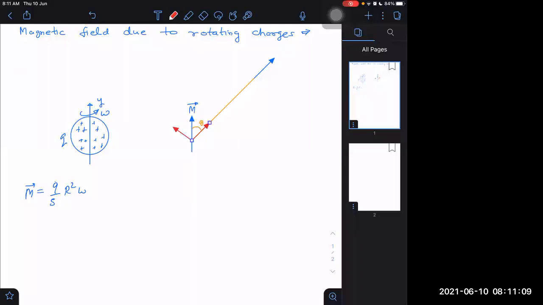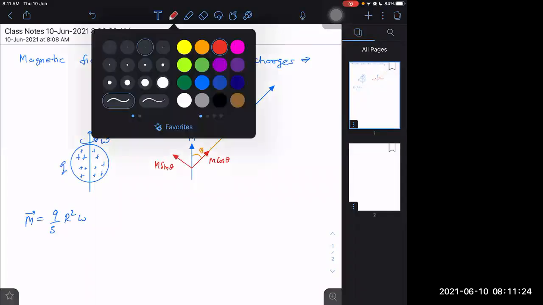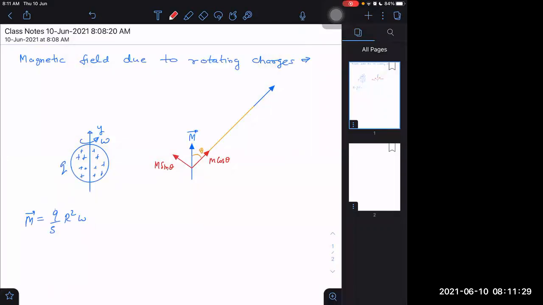What will be the value of those components? One will be m cos theta, another will be m sin theta. What would be the magnetic field due to m cos theta? If you remember the electrical dipole moment formula, you can tell me. Due to m cos theta, it will be 2k m cos theta divided by r cube. For a dipole, the field is inversely proportional to r cube.